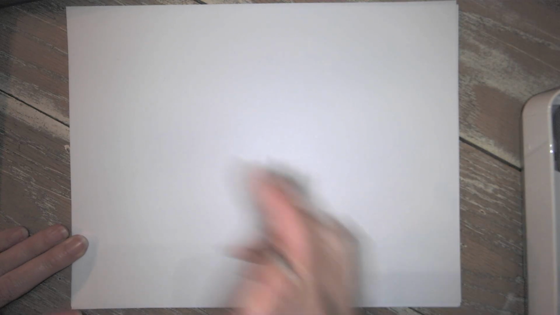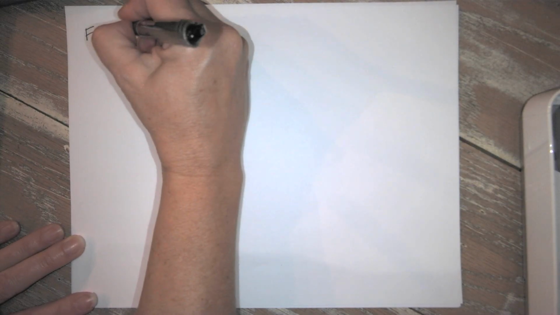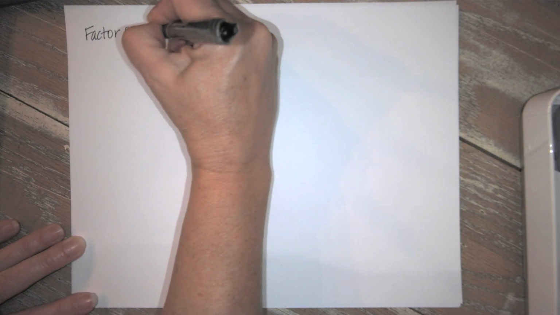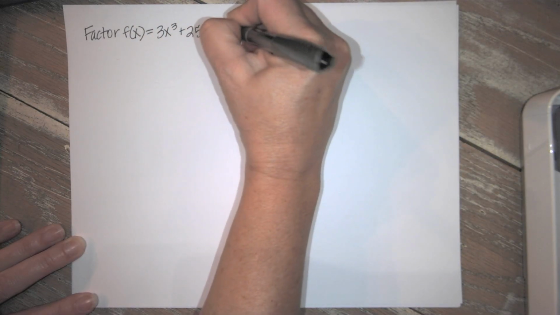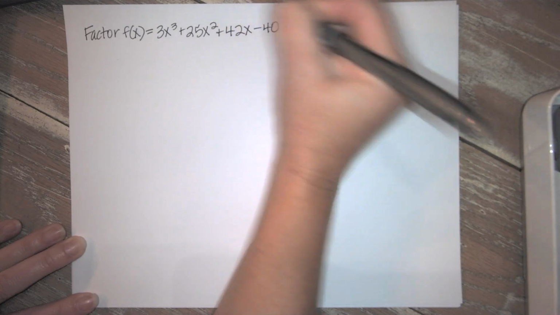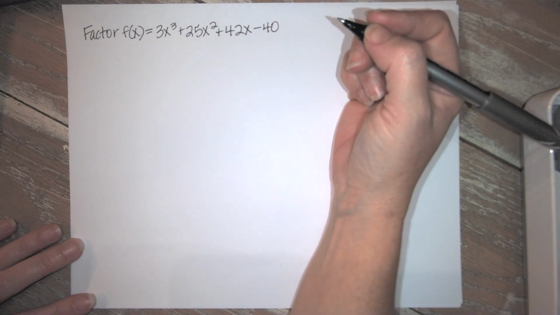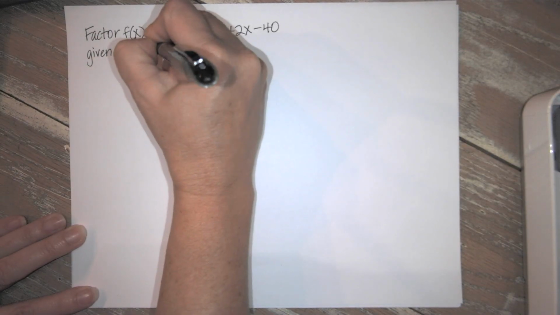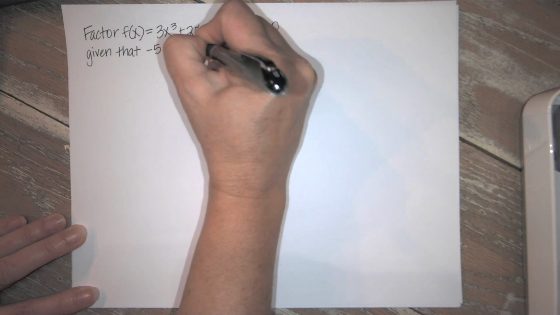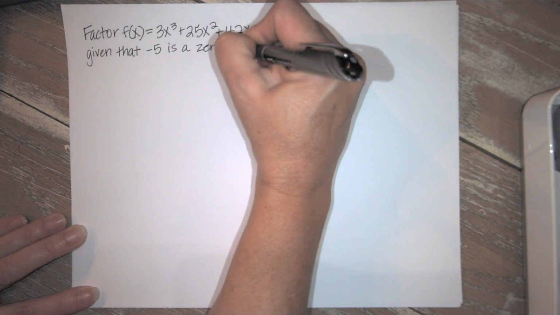I'm going to do one other type of problem here based on what we have talked about in this video. Alright, what if you were asked to factor this polynomial 3x cubed plus 25x squared plus 42x minus 40, given that negative 5 is a zero of this function.